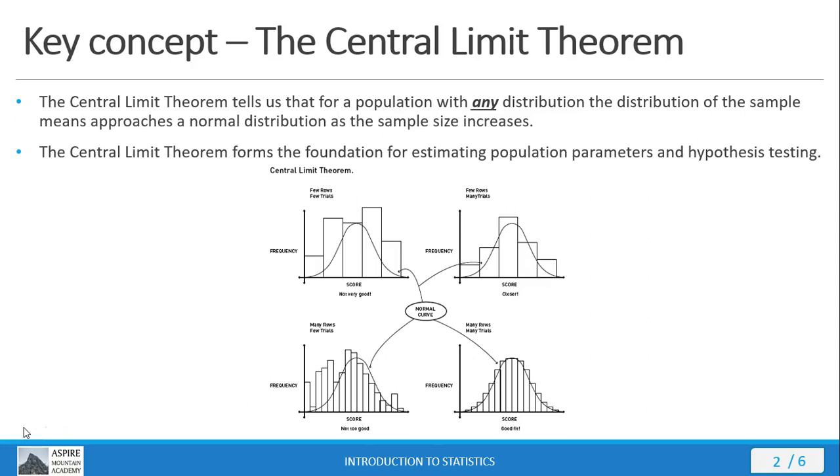The reason is that the central limit theorem says that for a population with any distribution, the distribution of the sample means will approach a normal distribution as the sample size increases. What this means is that the tools we've learned so far for dealing with normal distributions, we can use with any distribution if we can apply the central limit theorem. This actually forms the foundation for estimating population parameters and hypothesis testing, which we'll get into in future mini lectures. So, the central limit theorem is an important tool in our statistics toolbox.